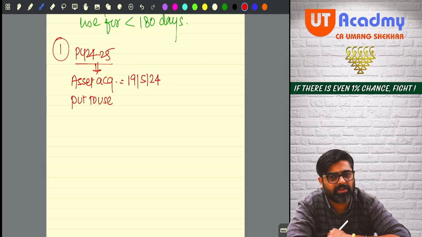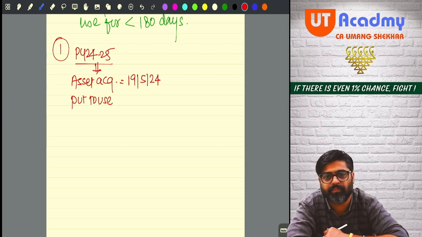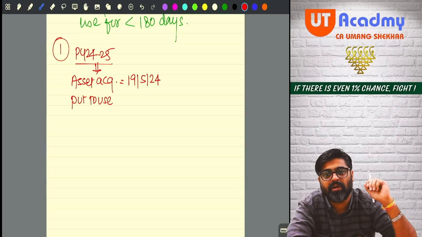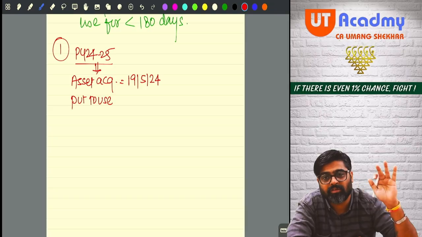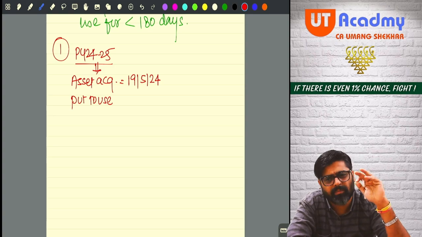Now, if nothing is mentioned in the question, we will always assume that the date on which the asset was acquired, the asset was also put to use immediately on the same date. But sometimes it is not possible to put the asset to use on the same date because installation, erection, etc. is required. Sometimes the machines are very big, so the installation will take place. Installation is a time consuming process. After the installation, a trial run will happen. Then when the asset starts functioning properly, it will actually be put to use. It might take some time also.